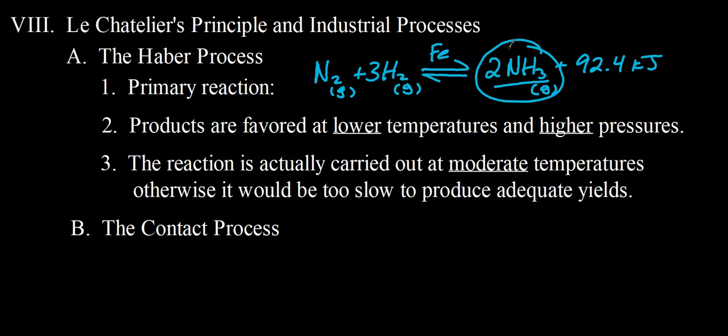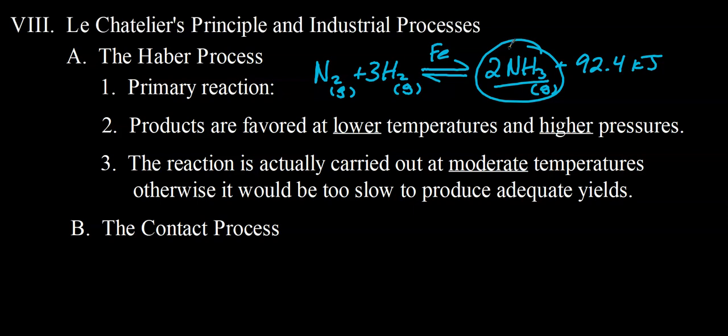So it says the reaction is actually carried out at moderate temperatures, so you can kind of maximize the yield of ammonia. Otherwise, it would be too slow to produce adequate yields. So I've seen this on multiple tests. Why is this reaction not carried out at really low temperatures? Well, at really low temperatures, though the yield of ammonia is maximized, the reaction is just going to be really slow. So you're going to make a lot of ammonia, just really slowly.